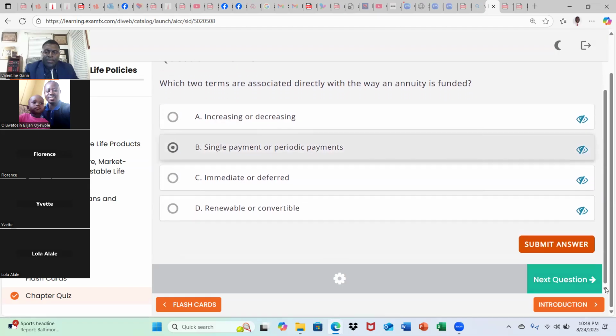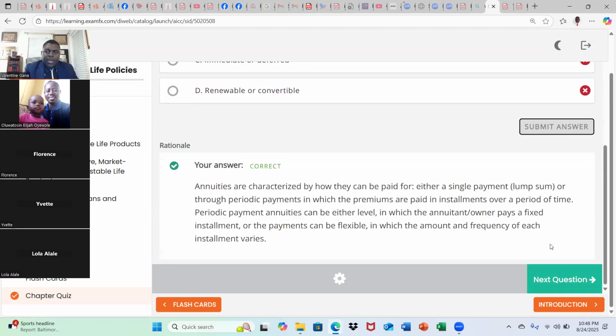Let's see if we are right. And that's correct. Annuities are characterized by how they can be paid for, either a single premium lump sum or periodic payments in which the premiums are paid in installments over a period of time. Periodic payment annuities can be either level, in which the annuitant owner pays a fixed installment, or flexible, in which the amount and the frequency of each installment varies. You guys are doing great.